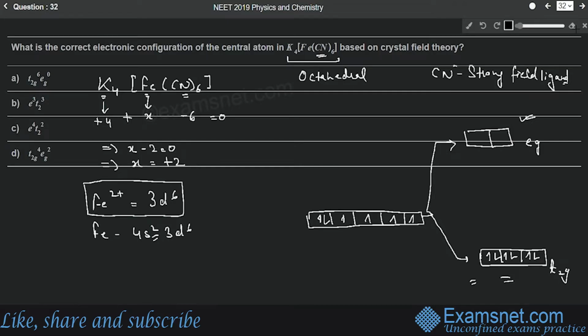So what will be the electronic configuration? It will be t2g6 because 6 electrons are in the t2g orbitals, and eg0 because no electron has moved to the eg level. So the correct option will be t2g6 and eg0. That means option number A will be the correct answer.